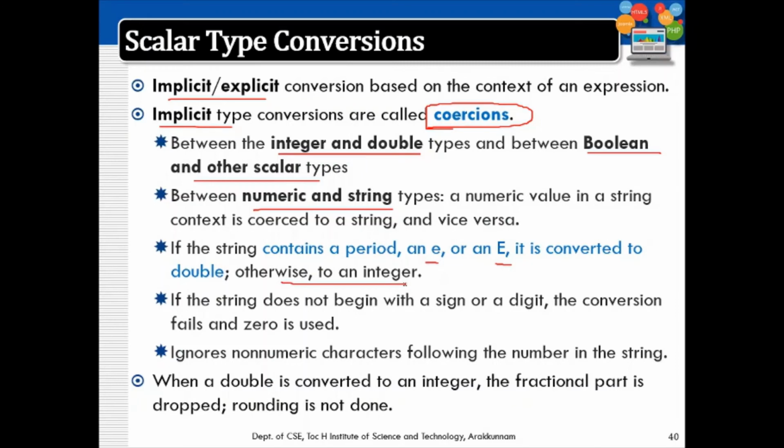Otherwise, it will be converted into an integer. If the string contains a double it will be converted to a double, or otherwise an integer. If the string does not begin with a sign or a digit, the conversion fails and 0 is used instead. It ignores all the non-numeric characters following the number. When a double is converted to an integer, the fractional part is dropped. Rounding is not done. These are the rules of type conversions. Just understand that.